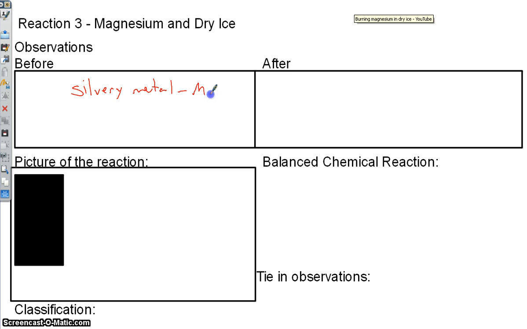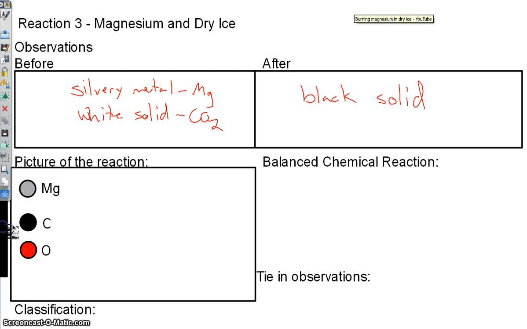That's the magnesium. We start with a white solid. That is the CO2. After, we have a black solid. I'm going to try to figure out what that is going to be. What is that black solid? So again, we start with magnesium metal. You can represent that with just a gray circle. Start with carbon dioxide, CO2.